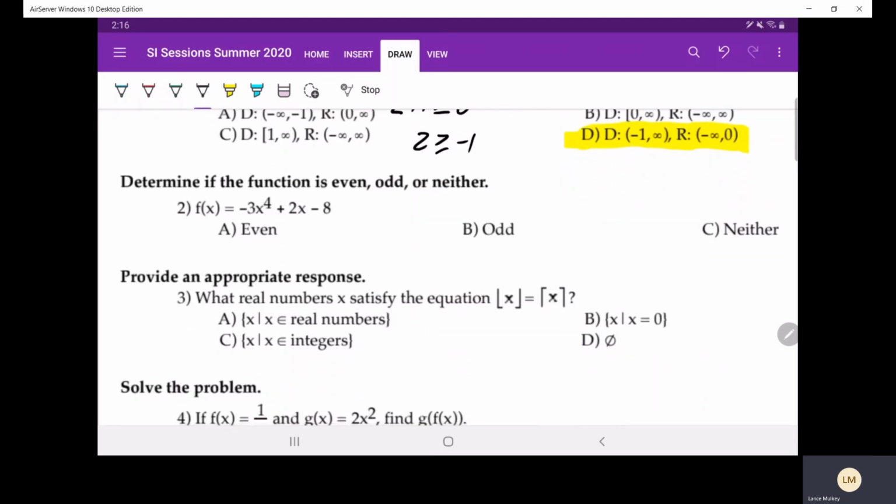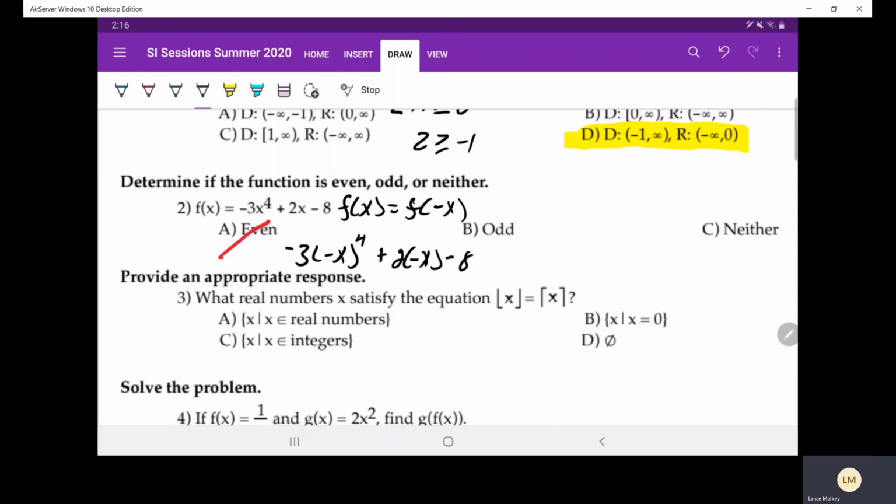Now we got to determine whether the function is even, odd, or neither. Ugh. So an even function, f of x equals f of negative x. So let's plug in negative x, so negative 3 times negative x to the fourth plus 2 times negative x minus 8. This will change the sign right here, so it's not even.